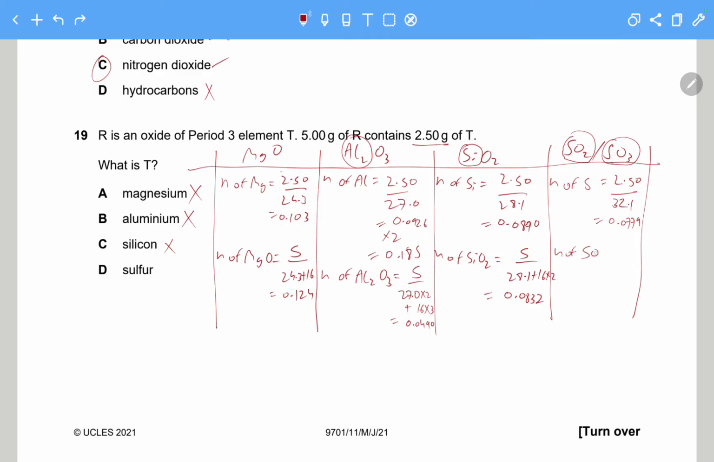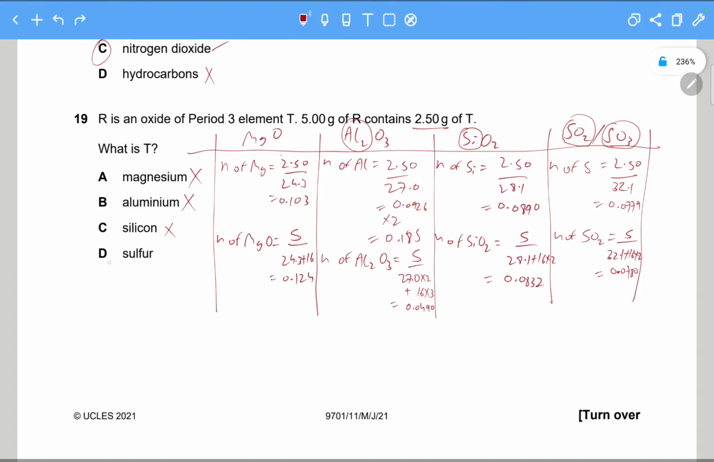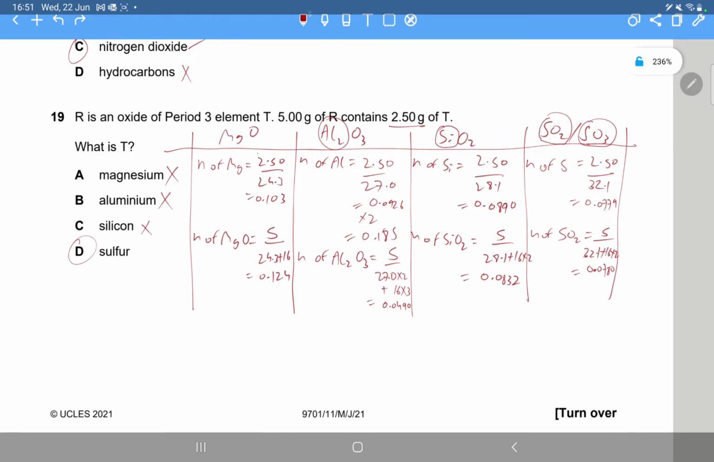n of SO2 is equal to 5 over 32.1 plus 16 into 2, which is equal to 0.0780. Now this is very similar. The difference is 0.0001, I think, and that's probably due to experimental error. So we don't even have to go to SO3. We've already crossed out the first 3 options. D has to be the answer.